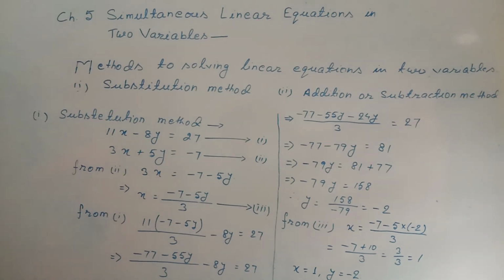So this is the substitution method to get the values of unknown variables, those are x and y. You know there are two processes to solve for the unknown variables x and y. First was the substitution method, that is explained already, and second is the addition or subtraction method, that is left.